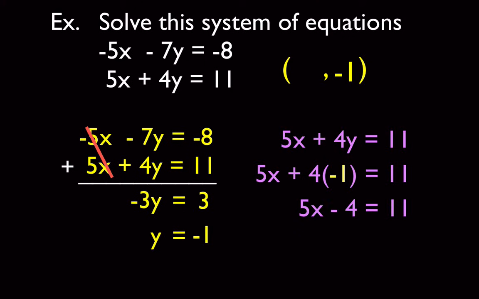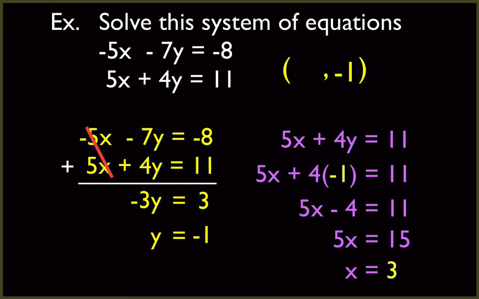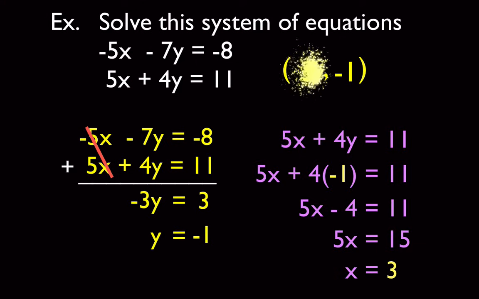5x minus 4 equals 11. Add 4 to both sides, and divide by 5. That gives me my 3. And that 3 goes right in for my x value. Once I have the whole answer, I'm good to go.